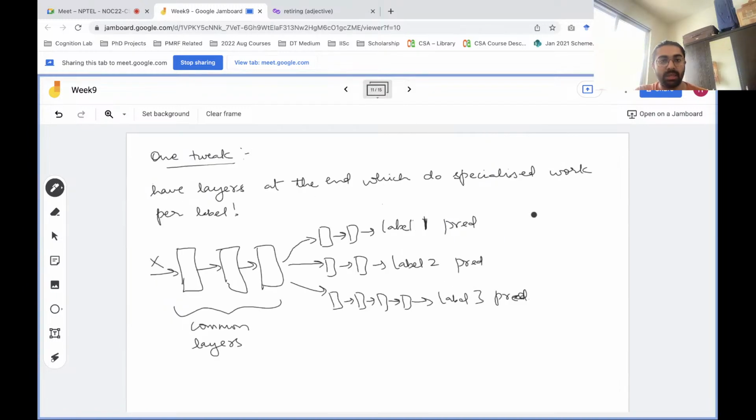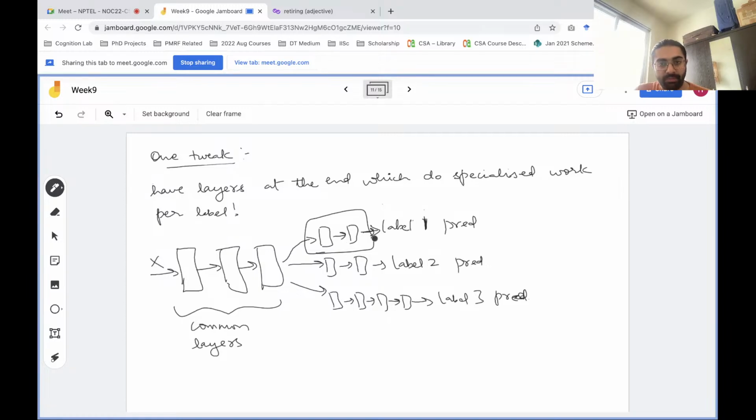So the idea here is okay. One tweak you can do, for example, let's say there is some label where you're not getting good predictions, right? So what you can do with your network is have specialized work done per label. So for example, let's say I have some common layers in the beginning, and then I design special layers just for the labels themselves, right? So these layers are common. These two layers of your neural network, or any algorithm as such, basically just look at the prediction of label 1, right?